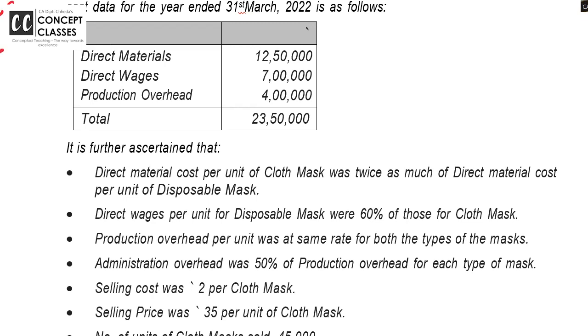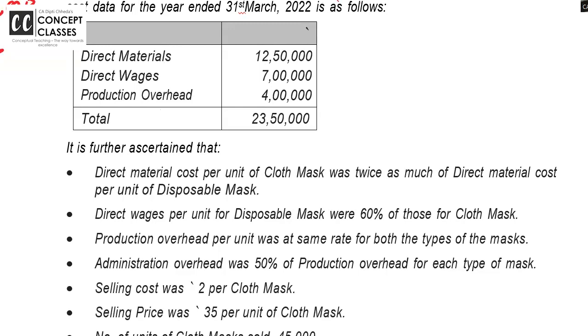We are doing the question paper. RTP we will do later; since the question paper has opened, let us do this one. Two types of masks. So these are two products. I'll call it DNC in brief right now: Disposable mask and glove. The cost data, this kind of question got repeated again. Direct material, direct wages, production overhead.